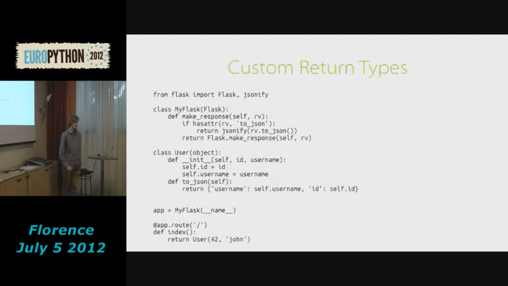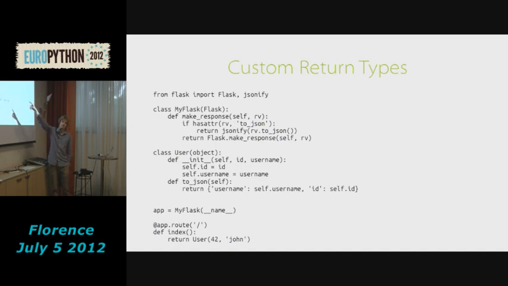So for instance, you could customize Flask so that you can return arbitrary objects. So you could return user42 John, which would be just an arbitrary user object, and then it has a toJSON method that makes it into a JSON thing. So like a dictionary in this case. And then you have a subclass of Flask, which has a customized make response method on there.